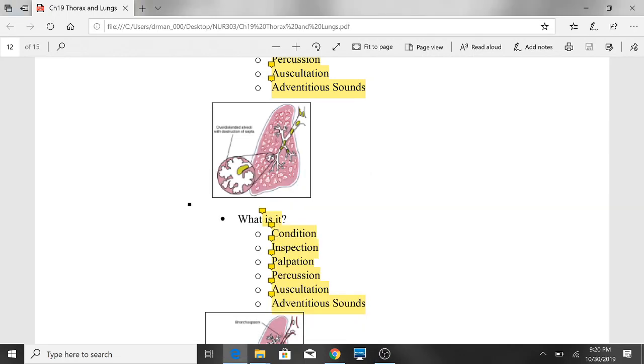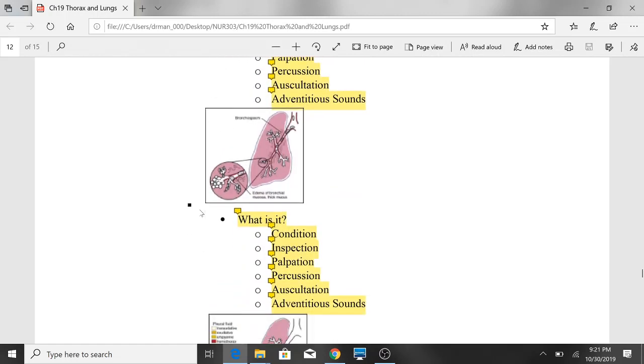What about if we palpated someone with emphysema? What will we find? Decreased tactile fremitus and chest expansion. What about if we percuss someone with emphysema? Hyperresonant. And if we auscultated them, decreased breath sounds, may have prolonged expiration, muffled heart sounds resulting from overextension of the lung. Any adventitious sounds? Usually none, maybe a wheeze.